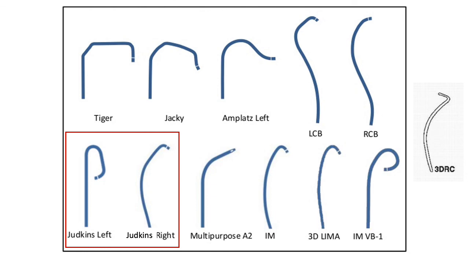There are a wide variety of catheters available to you to use in the cath lab. Typically, the Judkins left and the Judkins right, shown in the bottom left, are your go-to catheters for engaging the left and the right systems. Sometimes you can use the 3DRC or the no-torque catheter, as it's also named, shown on the very right, to engage the RCA. For radial procedures, the Tiger and Jacky, shown in the top left, are the typical catheters available for use.